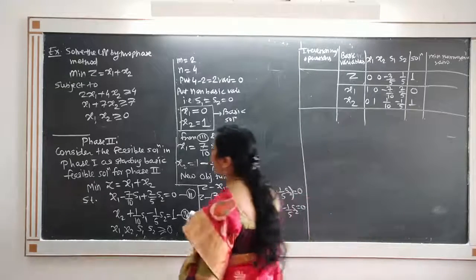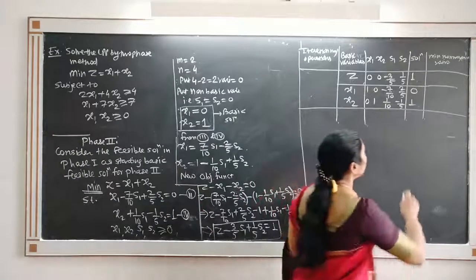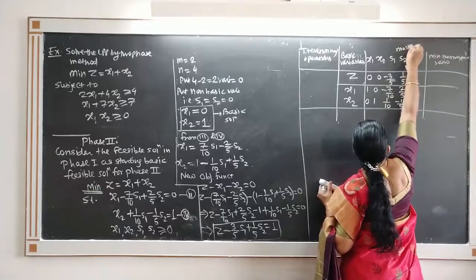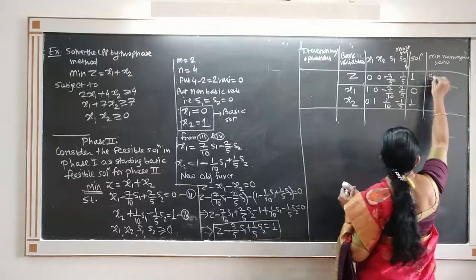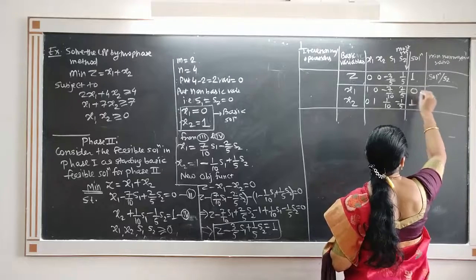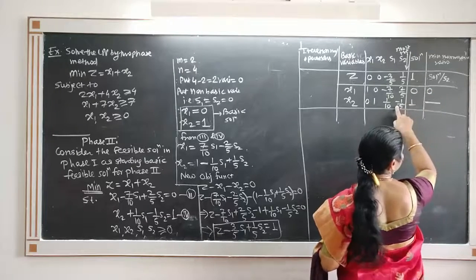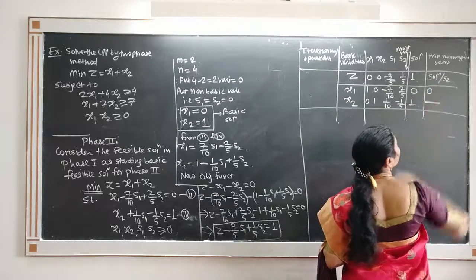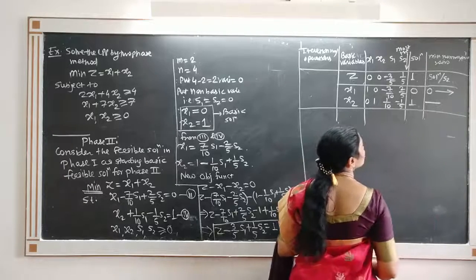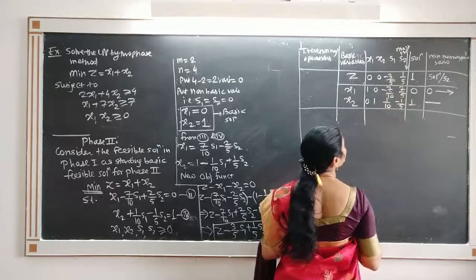Now the problem is minimization, and therefore we have to find most positive, and most positive is 1 by 5. So this is most positive, that is S2 is pivot column. So divide solution by pivot column, that is S2. 0 upon 2 by 5, that is 0, and 1, because this is negative, we will not take the ratio because we want minimum non-negative ratio. So minimum is 0, and therefore x1 leaves the solution and s2 enters the solution.